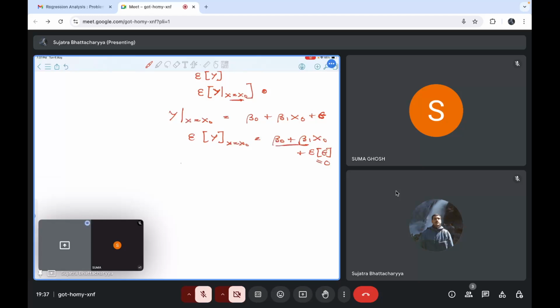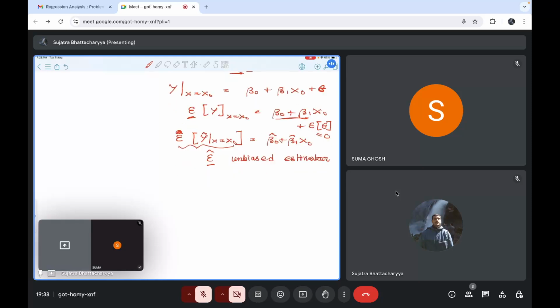Okay. Also, E cap, the unbiased estimator of this, y at x is equal to x naught, is nothing but beta naught hat plus beta 1 hat x naught. Right? So actually it has to be y hat, its expectation value. That is nothing but what we are calling E hat. Because y hat is nothing but beta naught hat plus beta 1 hat x naught, because x is equal to x naught. So this is the unbiased estimator. Okay, fine.